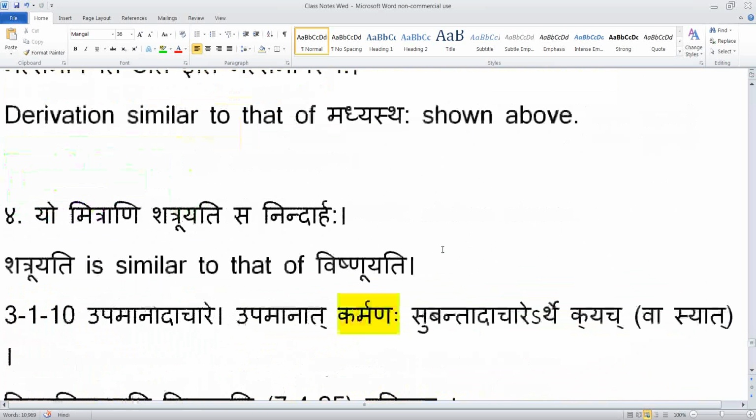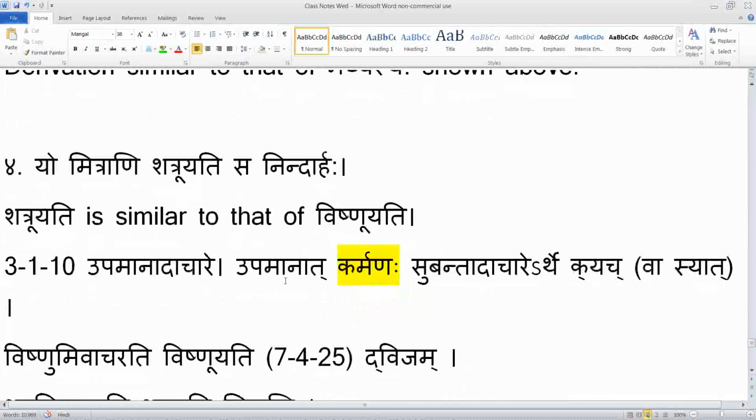Yo mitrani shatruyati sanindarha. Shatruyati is like we have Vishnuyati. So Dvijam Vishnuyati. So somebody treats the priest like he's Vishnu himself. So sutram is that Vishnum iva acharati Vishnuyati. If you look at this sum, this is a different thing. The same pratyaya kyach, the different meaning. This is what you have to watch out for.